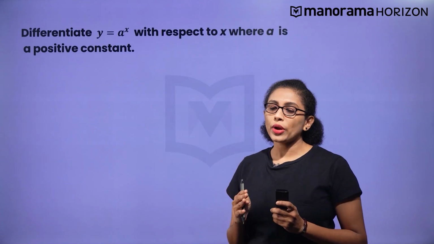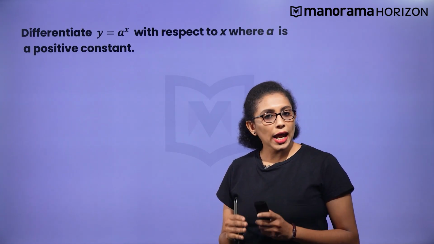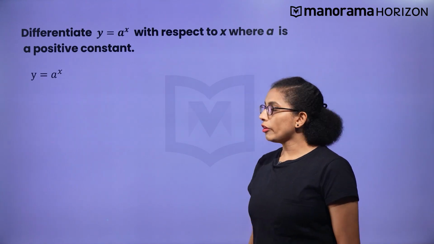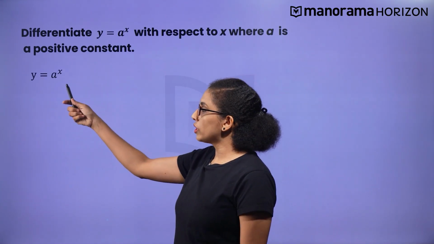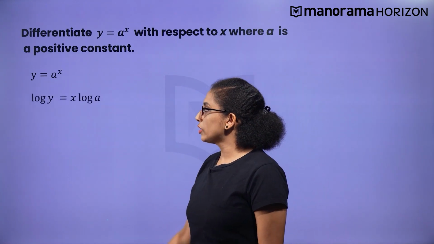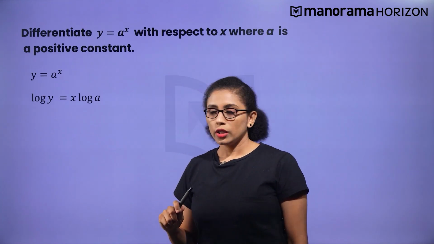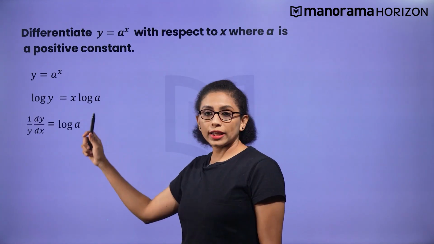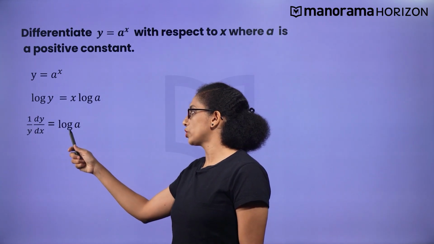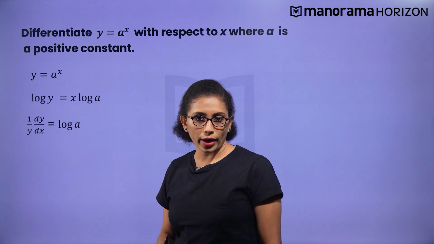Differentiate y equal to a raised to x with respect to x, where a is a positive constant. Let's see the solution. Here, y equal to the given function, that is a raised to x. Applying the log on both sides, we get log y is equal to x log a. Next step, we have to take the derivative using chain rule. So, 1 by y into dy by dx is equal to log a into derivative of x, which is 1.